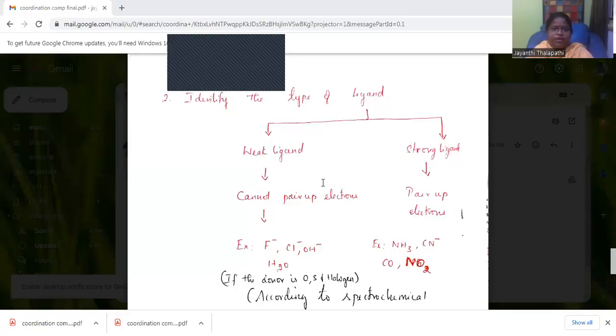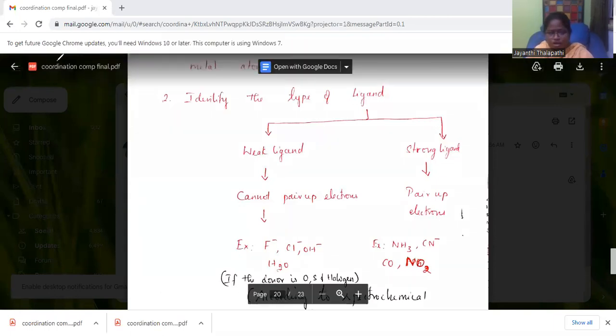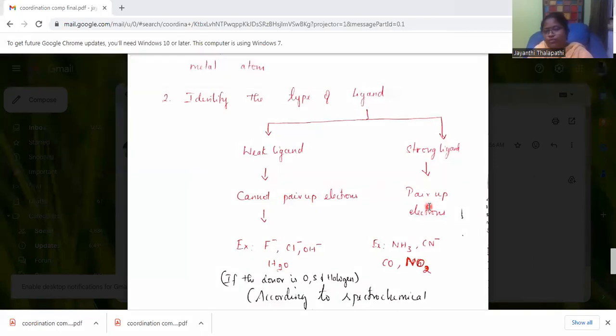Hi everyone. Let's learn the hybridization in coordination. First thing we should know is whether the ligand is a weak ligand or a strong ligand. If it's a weak ligand, it cannot pair up electrons, and if it's a strong ligand, it pairs up electrons. With that, you can fill the electrons in the orbitals.